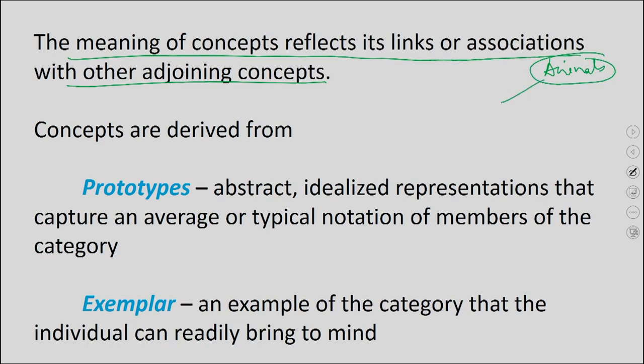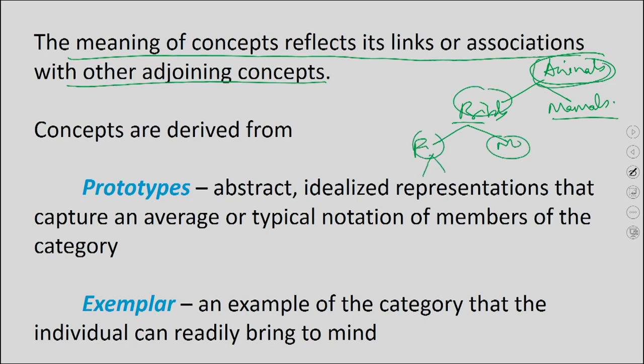Within the animals you will have, let's say, mammals and birds, so egg laying versus giving birth to babies. Within birds you will have, let's say, feathered and non-feathered. As you can see, this is a concept, this is a concept, and so on and so forth. Within the feathered you will have, let's say, parrot. This is called an exemplar because this is a type of feathered bird. These are the nodes, information passes through them, and this is the connector. So this is how information is organized.